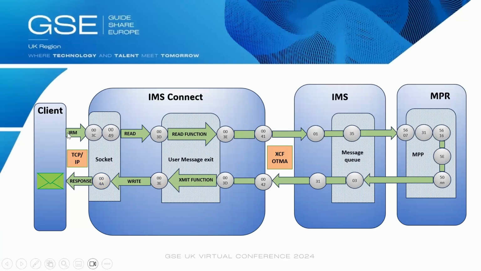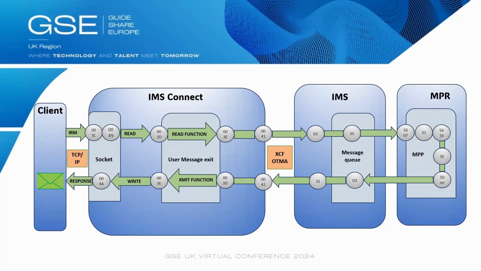So we have the client, we have the IMS Connect, IMS MPR. The client sends the transaction via TCP/IP through IRM, and these event IDs represent some internal IMS Connect processing. Once that's done, the format is changed to IMS readable format. Once the response is received, it is converted to the client readable format, and the response is sent back to the client. I hope we are here on the same page.